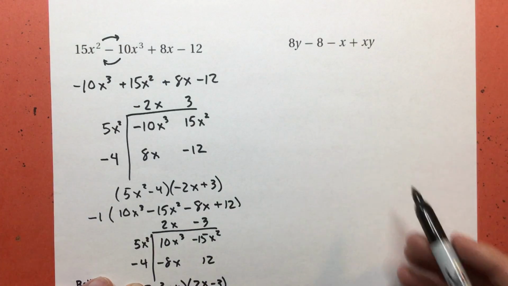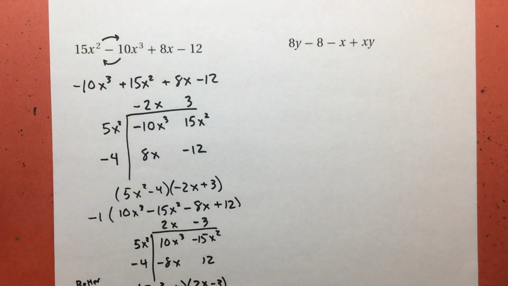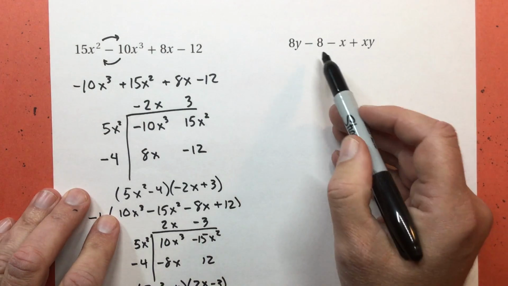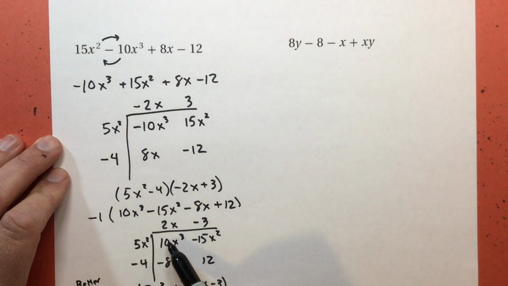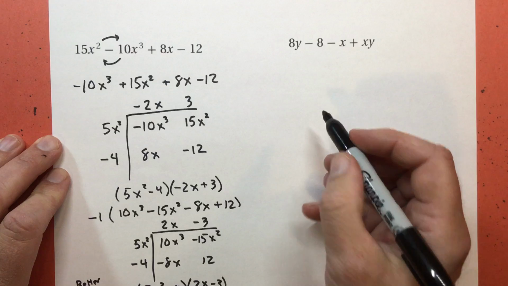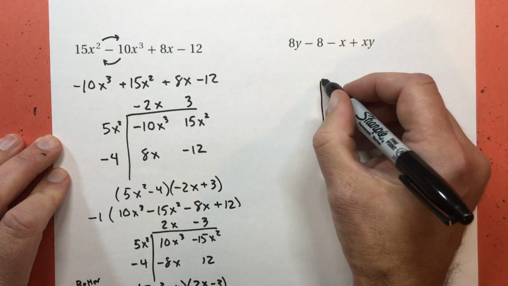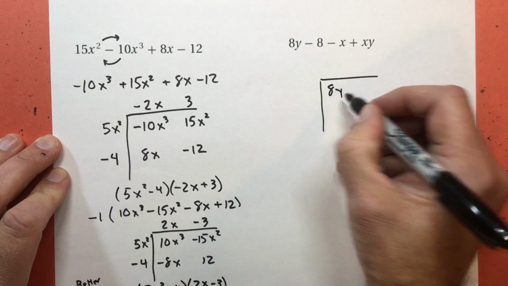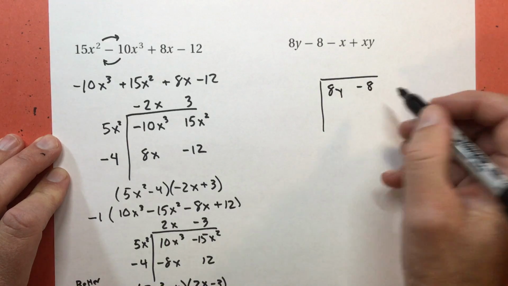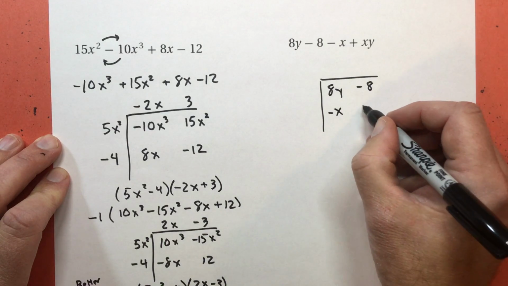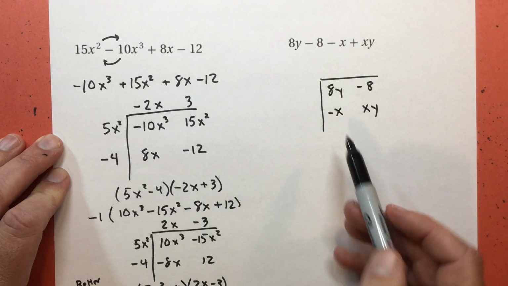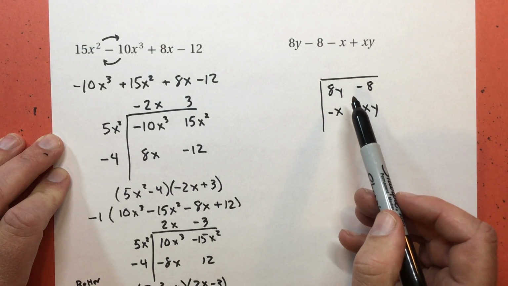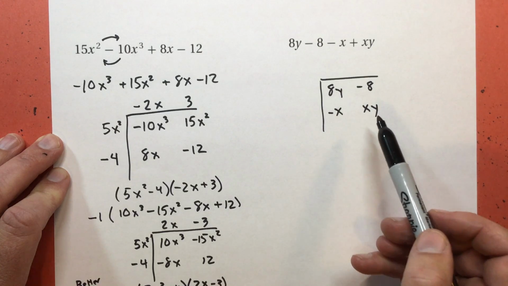Now I got x's and y's. I don't have standard form. Hopefully I can put it together somehow that it's going to make sense. What I'm going to do is follow the pattern that we've been doing so far, where I've got positive, negative, negative, positive. Hopefully this will work. So again, I got positive 8y, negative 8, negative x, and positive xy. I just filled them in the way they were. And that follows the pattern of what we've been doing in this section: positive, negative, negative, positive.